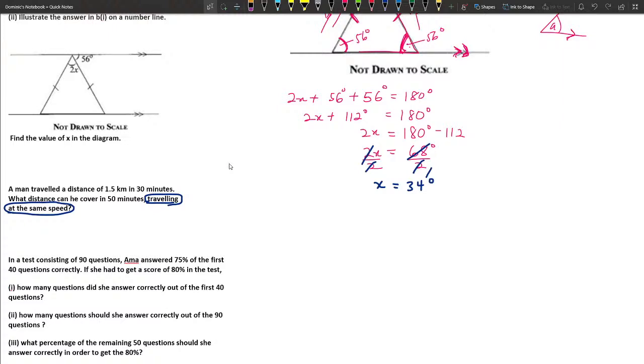So quickly, this one we are just going to be using 'if more, more; less, divide'. It's just ratio. You can use ratio, you can use fraction, you can use 'if more, more; less, divide', whichever method you want to use, because it's actually rates.